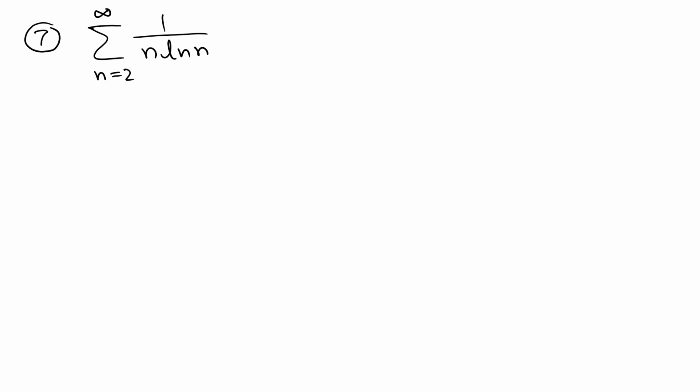If you get a problem like that, this is a very innocent looking series, 1 over n ln n. You can see that everything in the denominator looks like it converges, like everything goes to 0. But unfortunately, you can show that this series diverges.